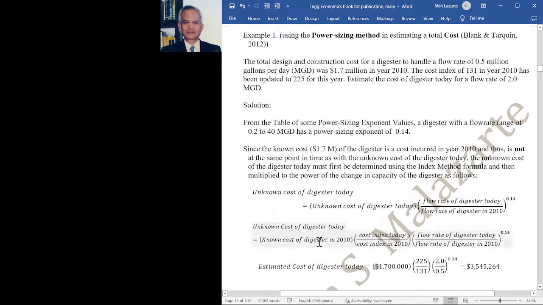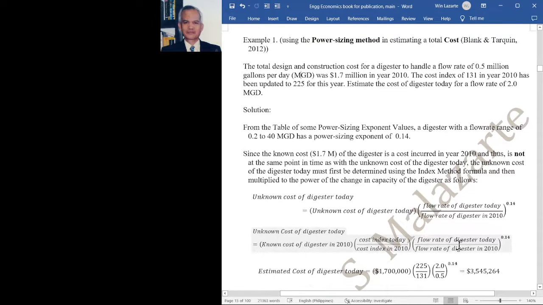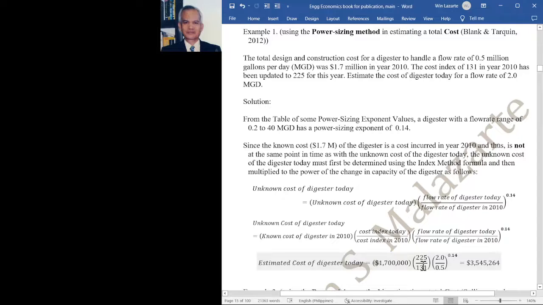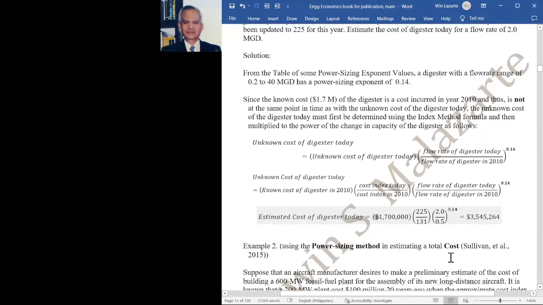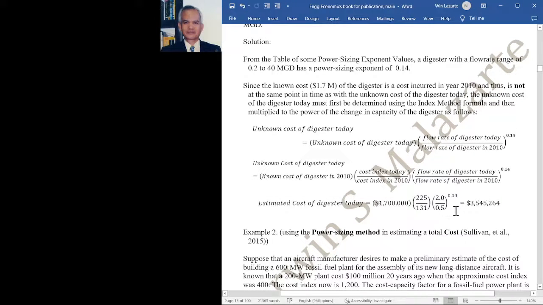So it is equal to the known cost of the digester in 2010 times the cost index today over the cost index in 2010, and times this. Plugging in the given known values here, the known cost of the digester in 2010 is $1.7 million times the cost indexes today and in 2010, and the flow rates today and in 2010 raised to the power of the power sizing exponent 0.14, and you have this estimated cost of the digester today.